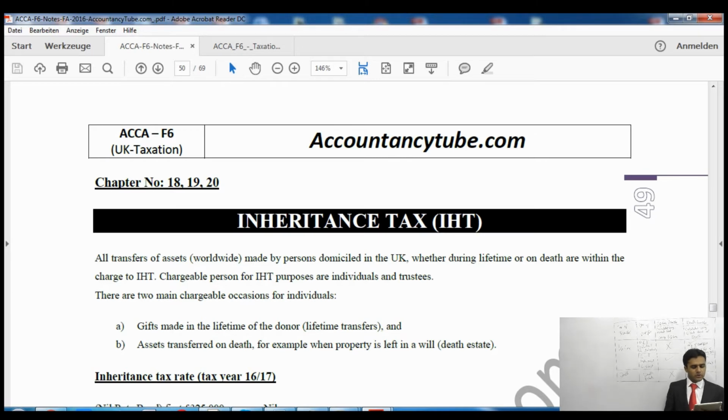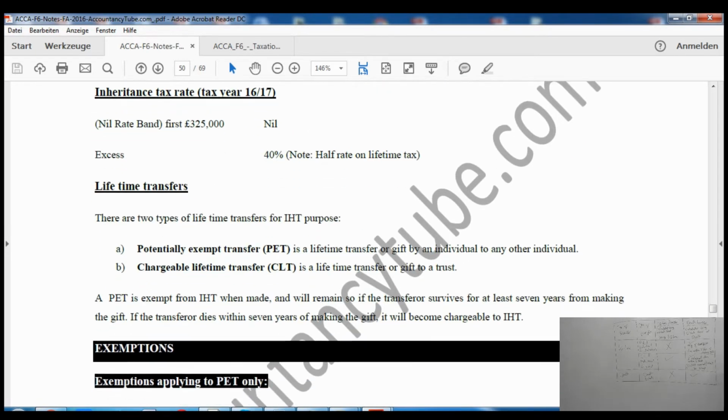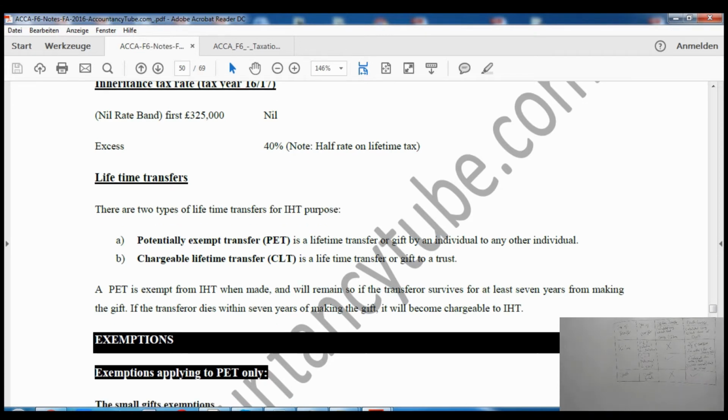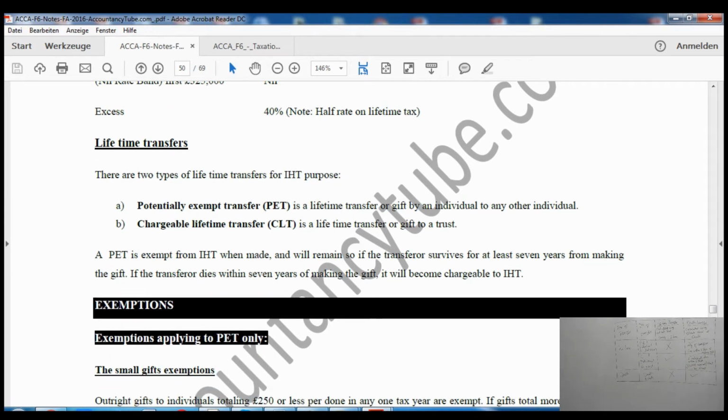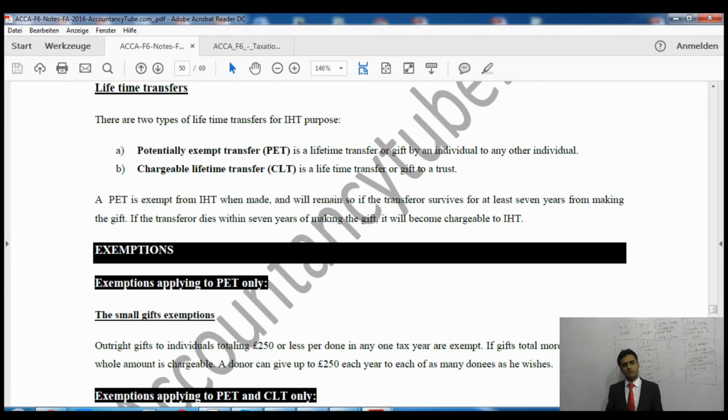As you can see in your notes, it says A, gift made during lifetime, and asset transferred on death. So there are two types of times of transfer. Then it says inheritance tax in the tax year 16-17. On the first £325,000 we get the Nil Rate Band, so there won't be any tax. However, if it exceeds this limit, then the tax rate is 40% for inheritance tax purposes. And it says note half rate on lifetime tax. This 40% is the death tax rate. However, if you are paying during lifetime, you will have to pay half of that, which is 20%. So death rate is 40%, whereas the lifetime tax rate is 20%, only on the excess over the nil rate band.